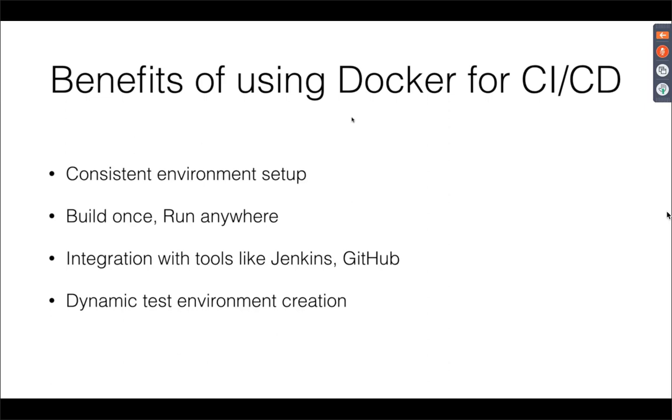We can dynamically create test environments with Docker, which is pretty fast. You can have a VM or a bare metal on which you have deployed Docker, and then we can directly go and deploy the application there. Or we can configure a Docker Swarm cluster in which we can deploy our application. So things can move pretty fast if we use Docker for CI/CD.